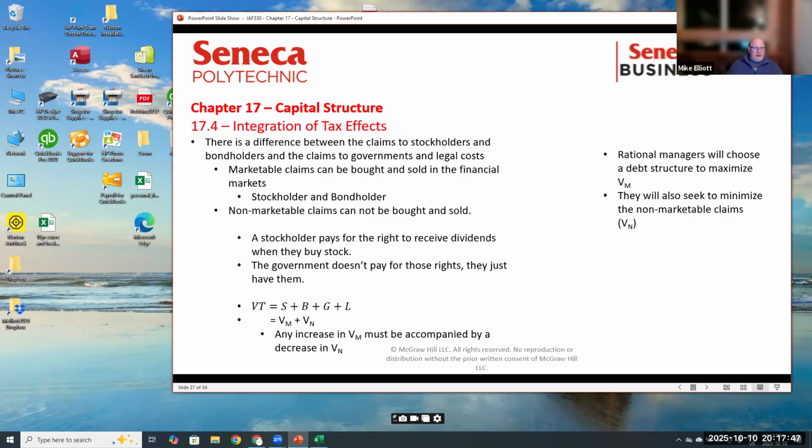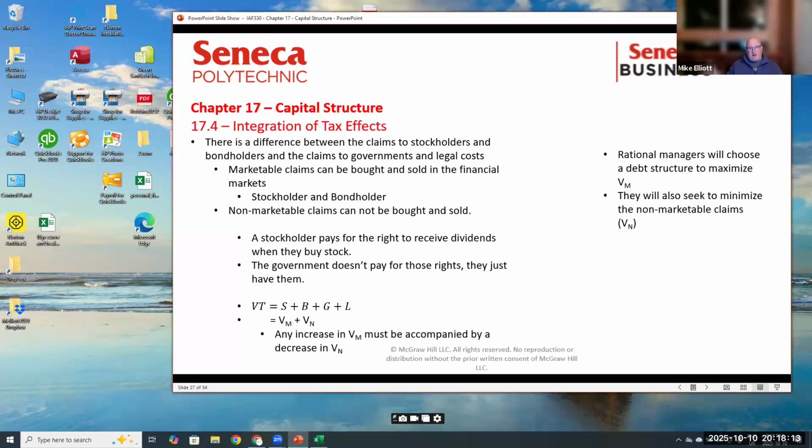What are the stockholder claims? Generally speaking, dividends and whatever's left in the value of the firm, right? What are bondholder claims? Principal and interest. I can resell bonds. That's not a problem. I can strip dividends and sell those. That's not a problem. So what we end up with is a group of claims called marketable claims. The marketable claims are the claims that I can actually get rid of if I want to.